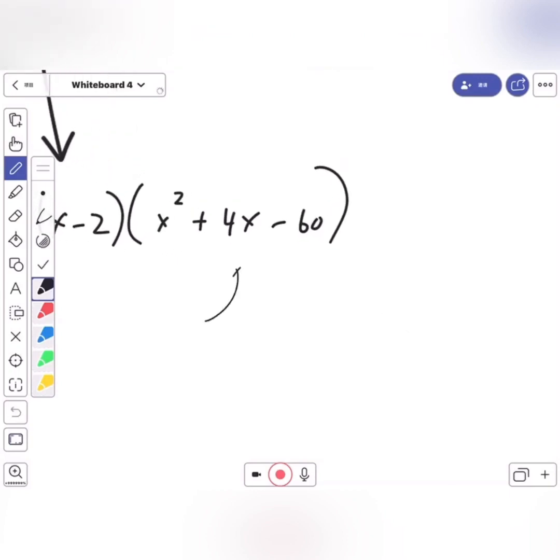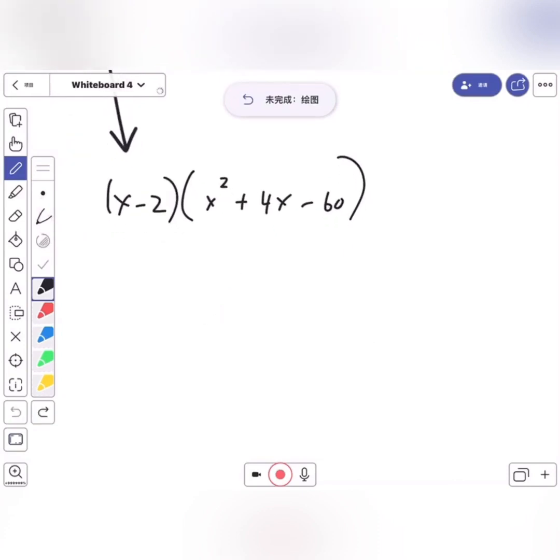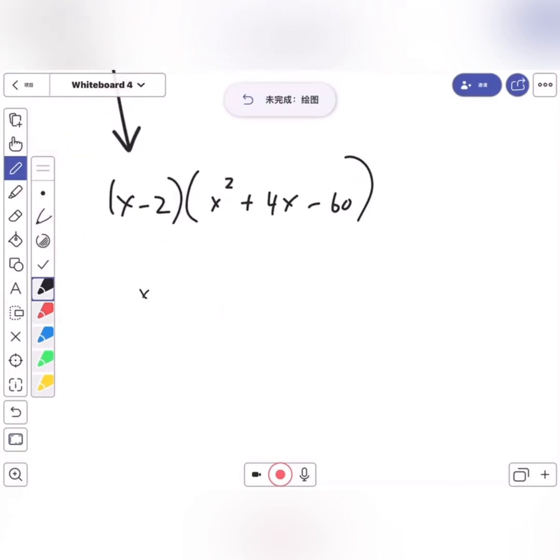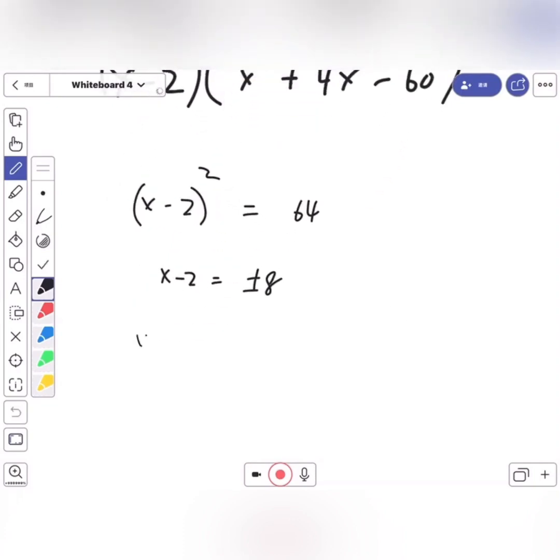Now, in order to solve this equation, we can simply complete the square. We have x plus 2 squared is equal to 64. So x plus 2 is plus or minus 8. So essentially we have x can be equal to negative 10, or x is equal to 6.